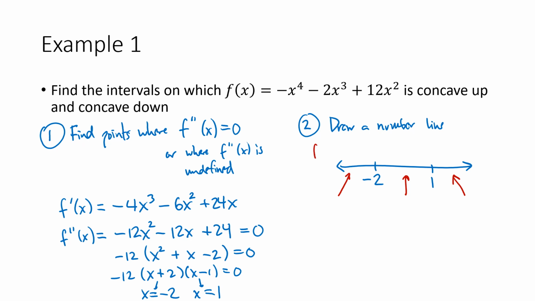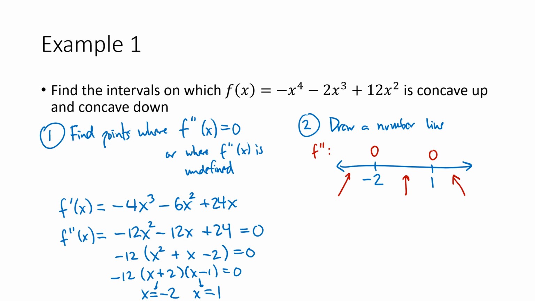And what am I going to do with those numbers? I'm going to plug them into f double prime. Because remember, my goal here is to figure out whether f double prime is positive or negative. I know that f double prime is 0 at these 2 points, so what I now need to know is what's happening in between those points.